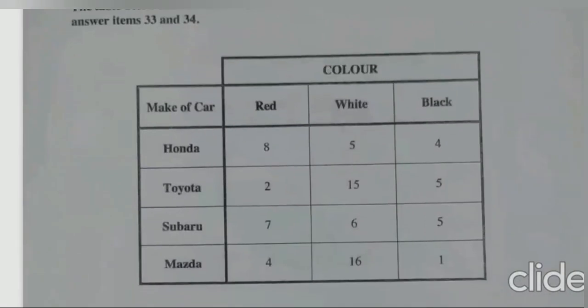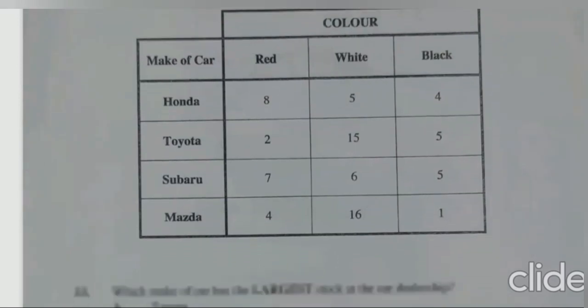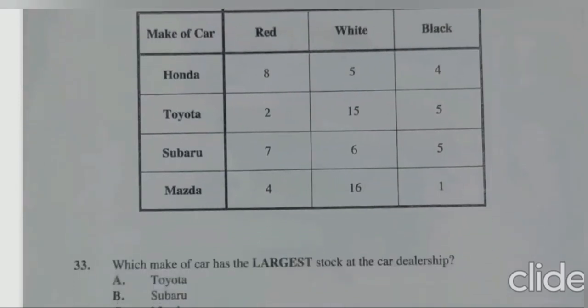The table below shows the make and color of cars in stock at a car dealership. Use it to answer items 33 and 34. Now, here we see the make of the car. We have Honda, Toyota, Subaru, Mazda. We have them in red, white, and black.